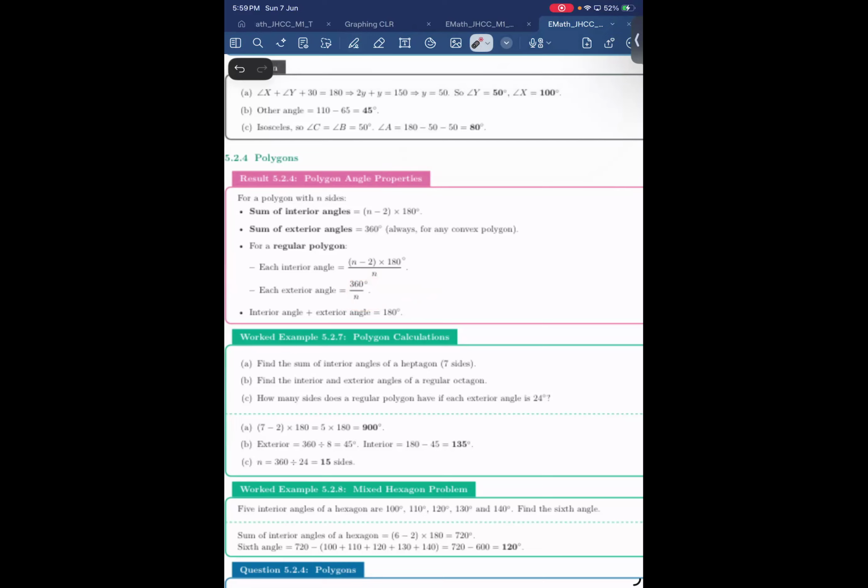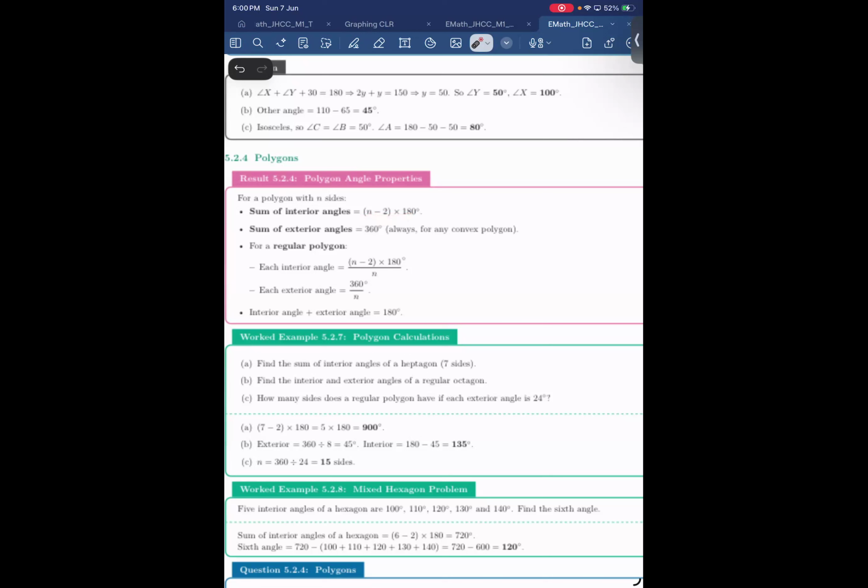Then the next example: 5 interior angles of a hexagon are given. They give you all the angles. Find the 6th angle. Our goal first is to find the total sum of angles in a hexagon. Use the first formula, sum of interior angles. A hexagon has 6 sides, so 6 minus 2 times 180 degrees is 720 degrees.